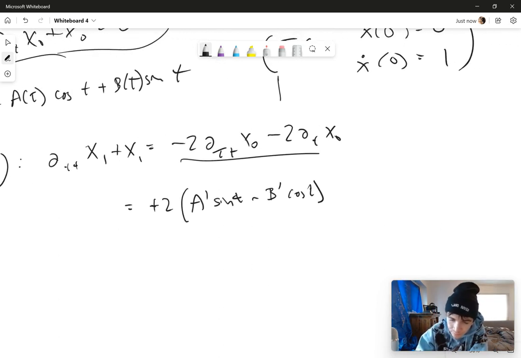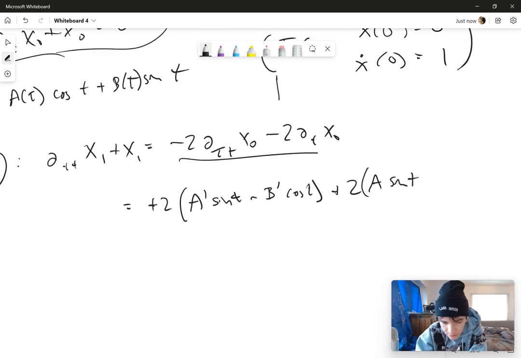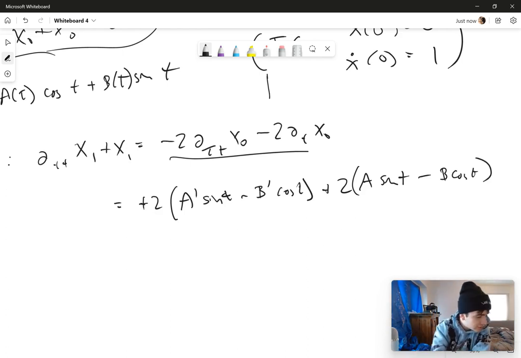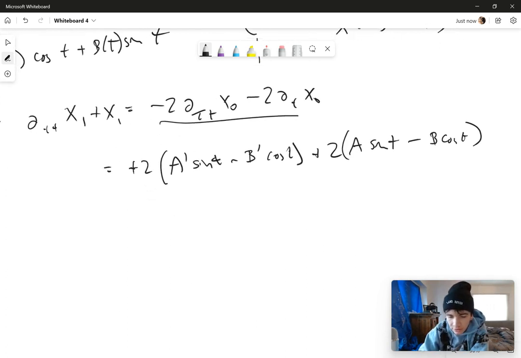And then the second term here is just going to be plus 2 a sine t minus b cosine t. All right, let's see if I got this correct. Yeah, okay.